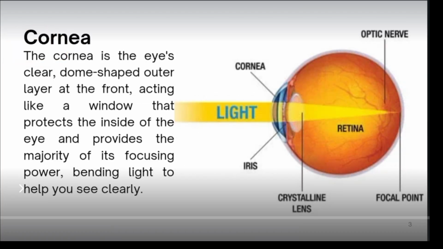The cornea is the eye's clear dome-shaped outer layer at the front, acting like a window that protects the inside of the eye and provides the majority of its focusing power, bending light to help you see clearly.